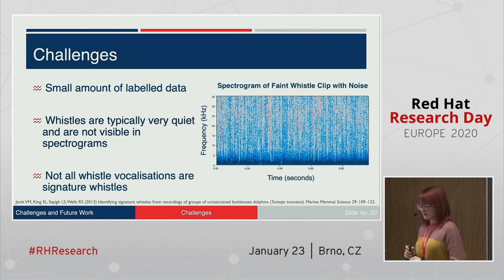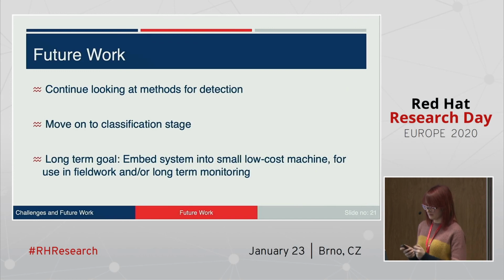And one of the other challenges that I face is that not all of the whistles are signature whistles. There's a method called SIGID that came out in 2013. For bottlenose dolphins, to determine if it's a signature whistle or not, you need to have 3 whistles of the same shape, reproduced at least a second, no more than a second apart from each other. And all the other whistles are just for socialization, I think. And potential future work: I want to continue looking at methods for detection.